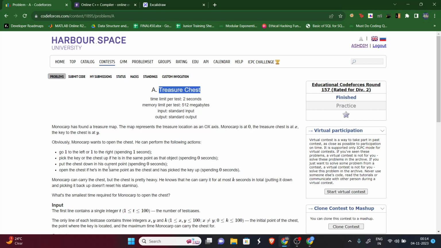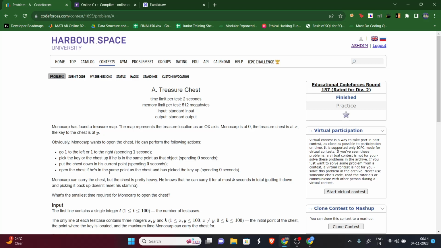Now there is one scenario that the treasure is locked and he will have to find the key to open it. And in 1 second he can either go left or right. If he is at any point, in 1 second he can either go left or right, and initially he was at 0. And he does not waste any time picking up the key or the chest.